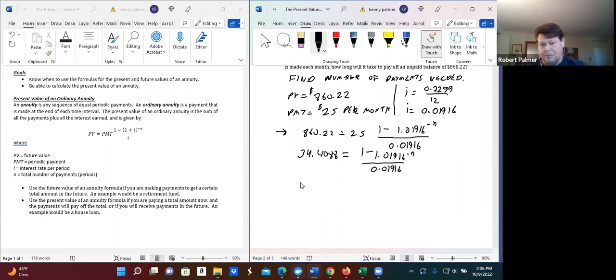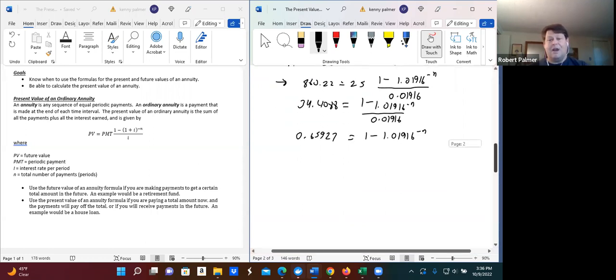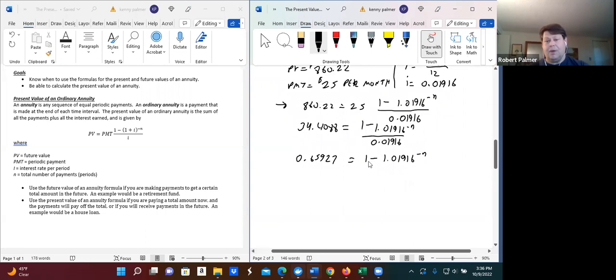Now this I will also round off. What we have so far is, I'll go to 5 decimal places, 6.65927 is equal to 1 minus 1.01916 to the negative n. Okay. Now, our goal is to get this term with the negative n, this thing raised to the power of the negative n, by itself, and then we're going to take logarithms to get the n out of the exponent. Okay. So subtract 1 from both sides.